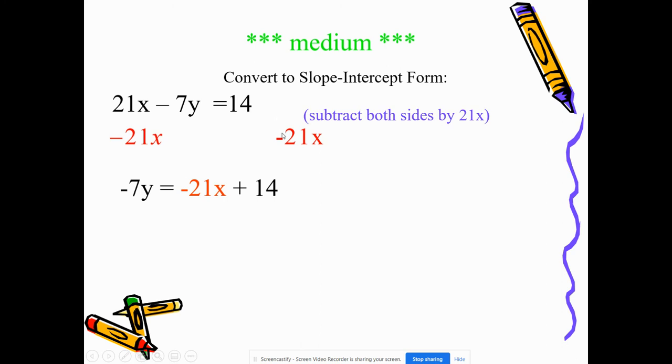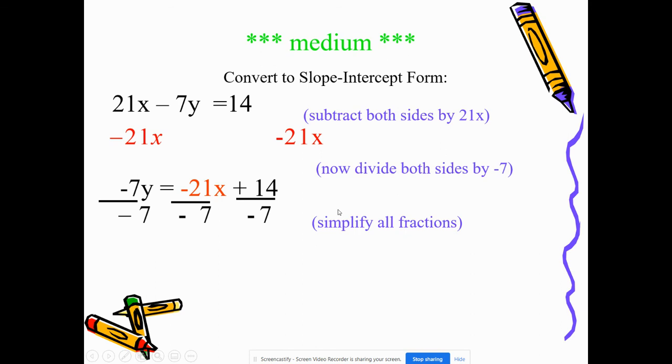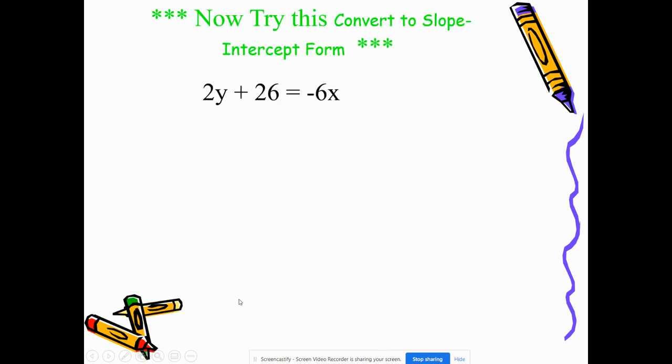And since 14 and negative 21x are not like terms, we're just going to leave it as it is, negative 21x plus 14 on the right side. And we're just left with negative 7y on the left. And we're almost done here. Very similar to other problems. Now we just need to divide everything by negative 7. Okay, and simplify your fractions. Negative 21 divided by negative 7 gives us the 3x. And the 14 divided by negative 7 is negative 2. So now we know our slope and our y-intercept.